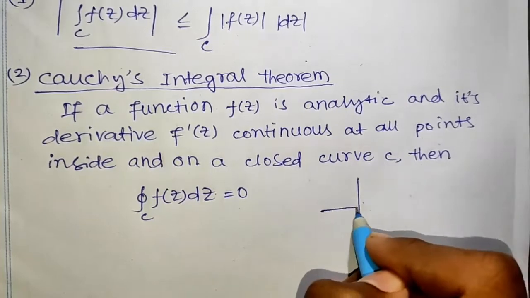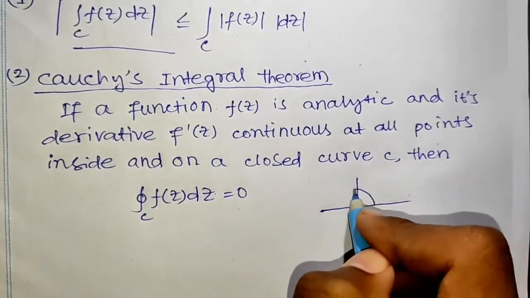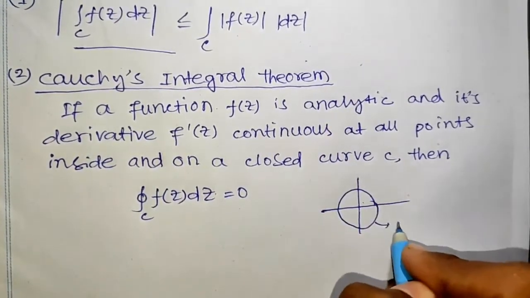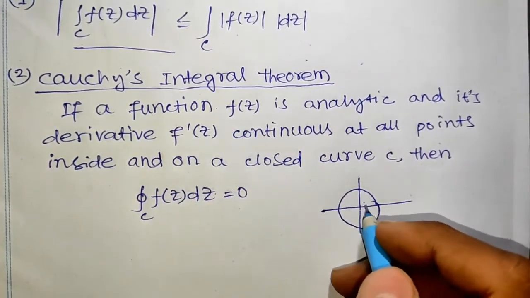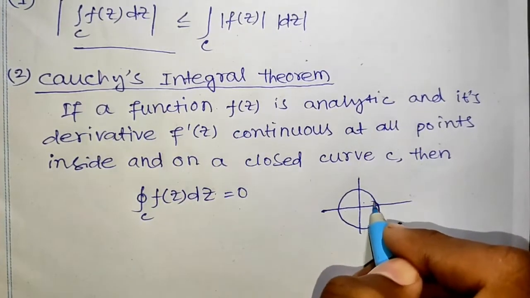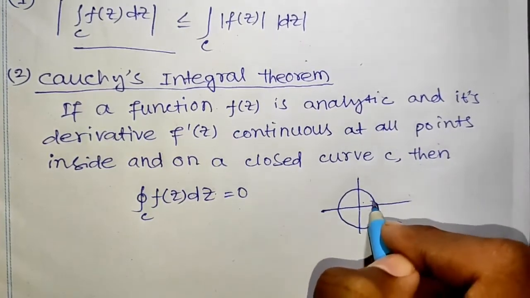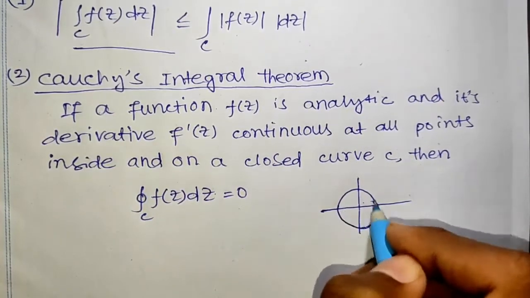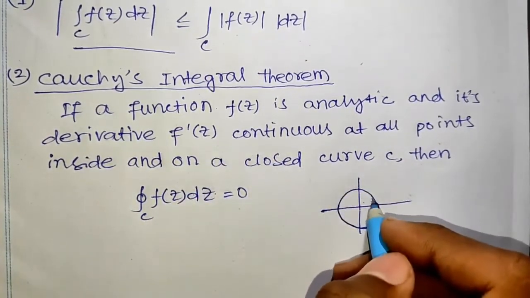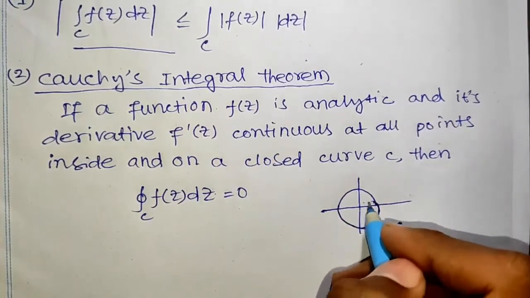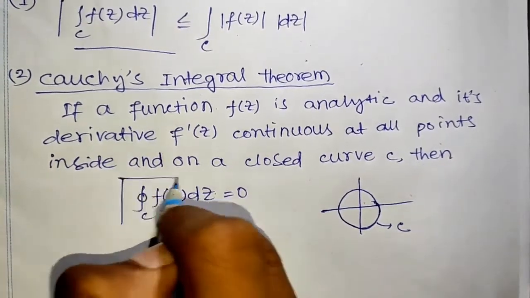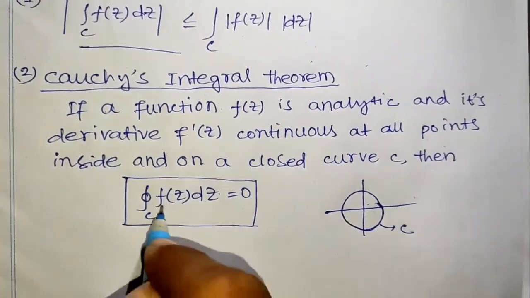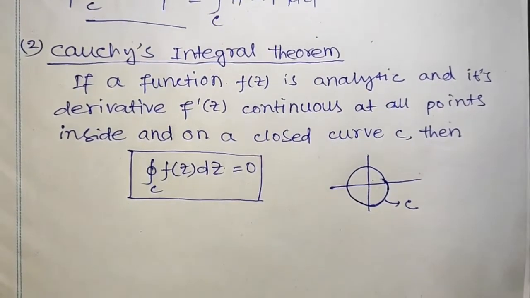Basically, on an Argand diagram we consider a closed curve C. This is a closed curve C, and let us assume f(z) is some function that is analytic inside this closed curve C and on the curve, and f'(z), its first derivative, is continuous at all points inside and on this closed curve. Then the closed line integral along C of f(z) dz equals 0. This is Cauchy's integral theorem.